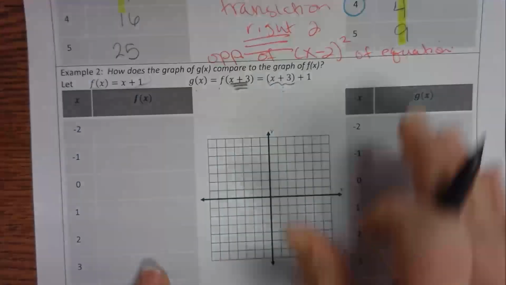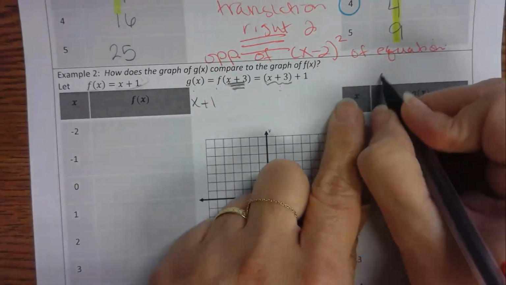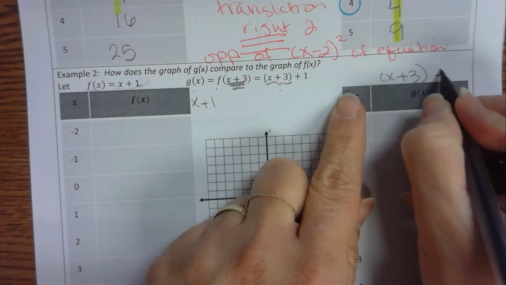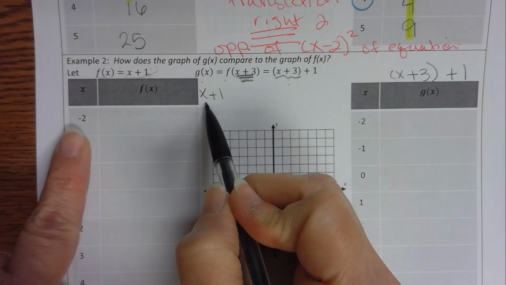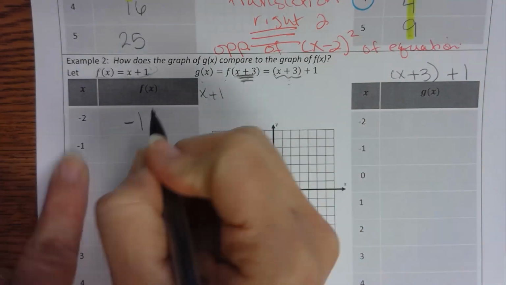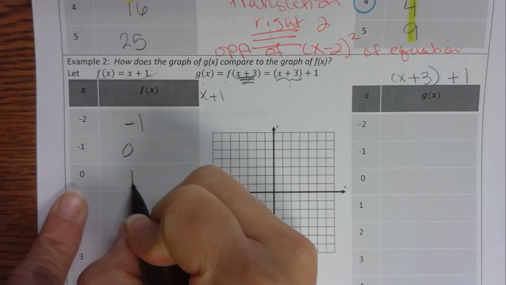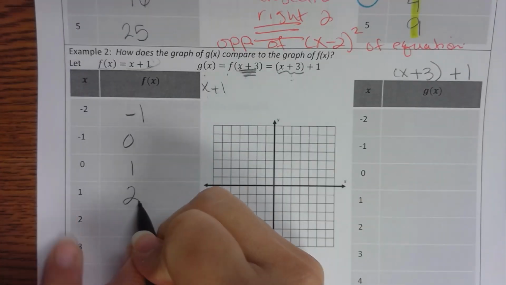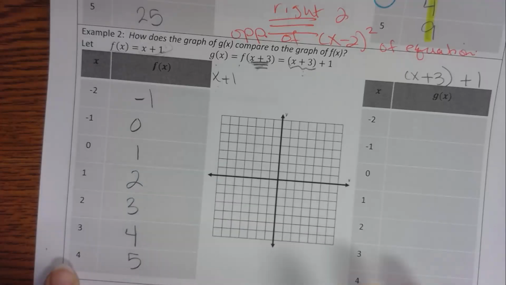Okay, let's fill in the table of values for both of these. So this one is x plus 1. G of x is x plus 3 plus 1. Okay, so if I plug in -2 in here, I get -2 plus 1, which is -1. Plug in -1 plus 1, you get 0. Put in 0 plus 1, you get 1. 1 plus 1, you get 2. 2 plus 1 is 3. 3 plus 1 is 4. 4 plus 1 is 5.